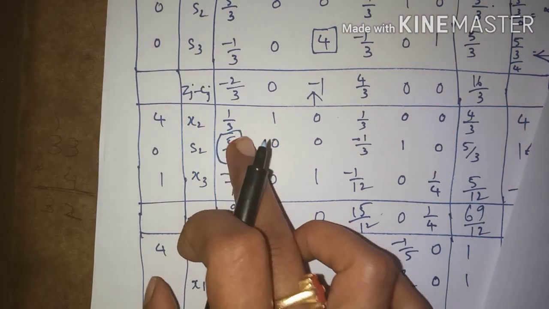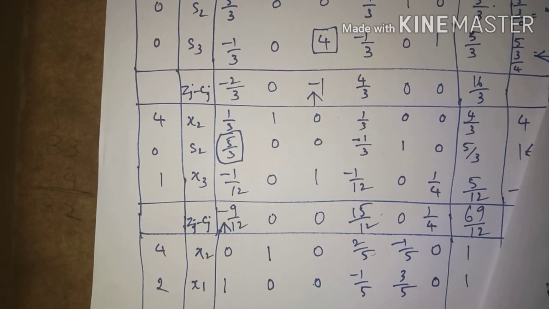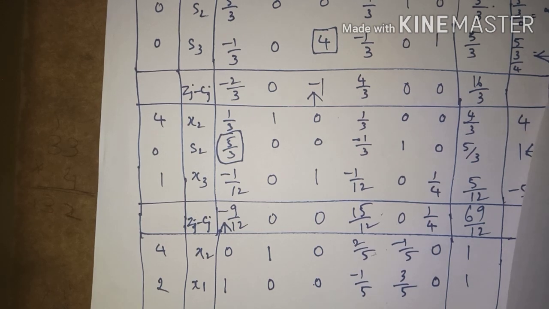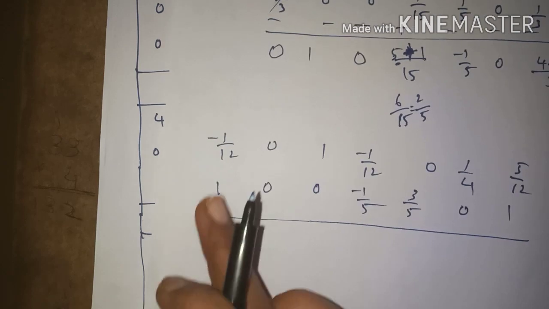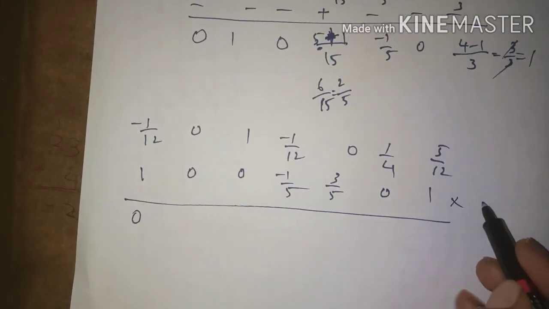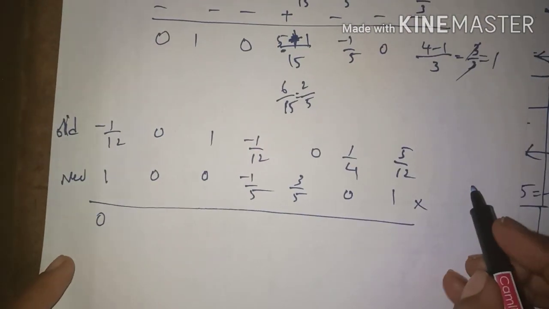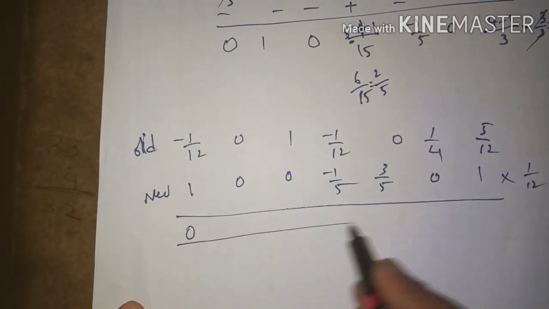Next, after converting the pivot element into 1, whatever the value you have got, that one means 5 by 3, 1, 1, 0, 0, minus 1 by 5, 3 by 5, 0, 1. Now I have to get this element into 0. To get this element here 0, I have to multiply the new row. This is new, this is old. I have to multiply this new row with 1 by 12. 1 by 12 means how much you'll get?